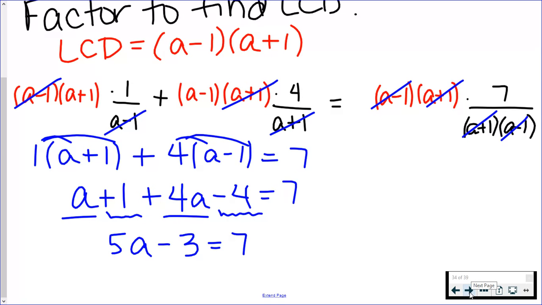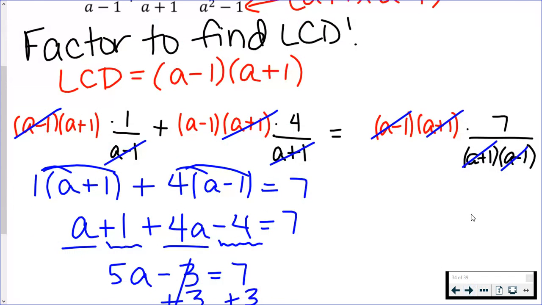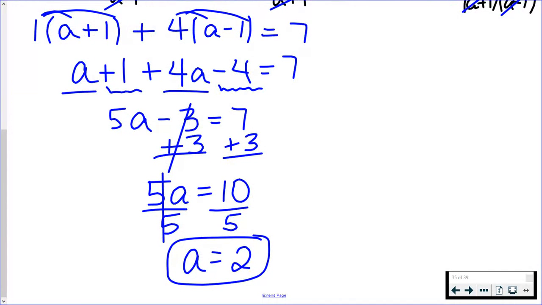And now you're just solving for a. Again, hopefully this part you can do on your own. So you end up with a is equal to 2 at the end of all that. And if you recall, we said earlier that a is not allowed to be 1 or negative 1. So we're in the clear. 2 is our final answer.